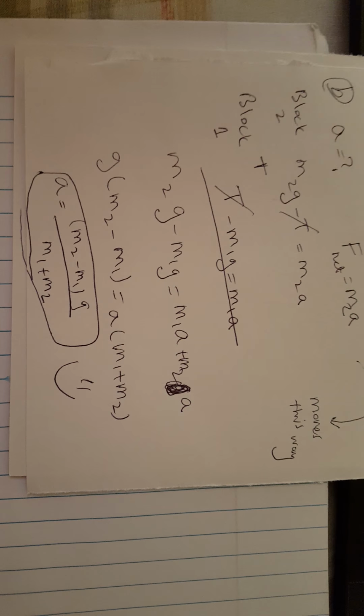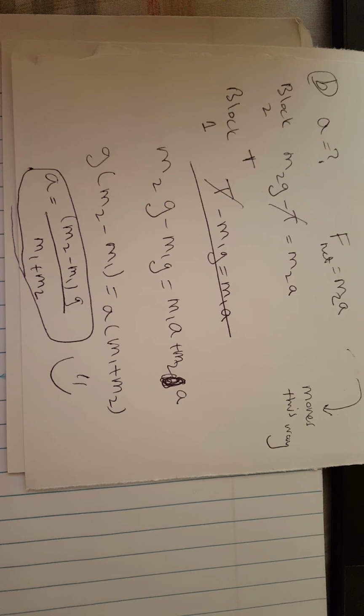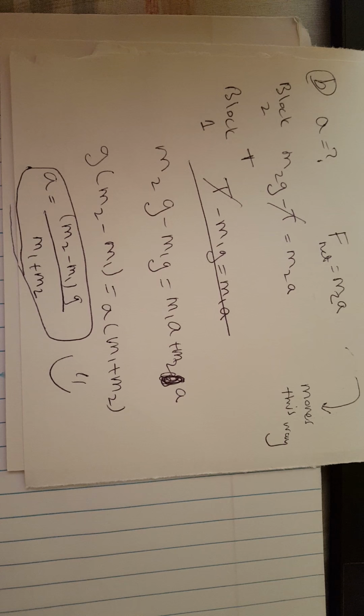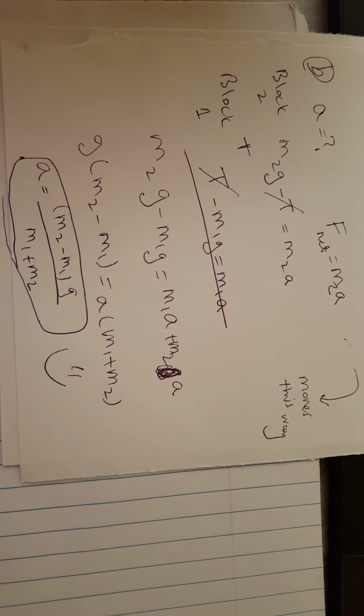And now part C of the question, it says block 3 of mass M3 is added to the system as shown below. There is no friction between block 3 and the table.